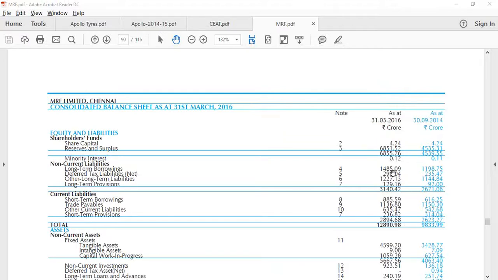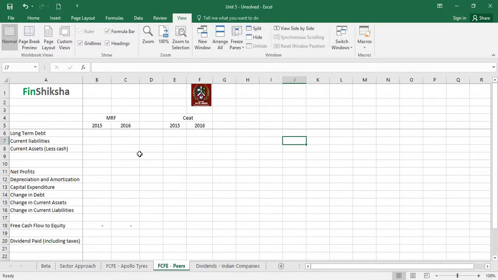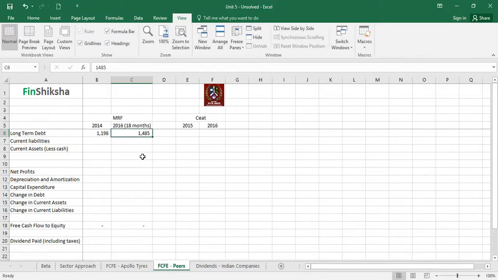We'll need the long-term borrowings data. This is in rupees crore, remember, so 1485 and 1198. So we can put in the long-term debt as 1485 and 1198, and in the case of MRF, let's write this as 2014 so that we understand that there is an 18-month period here. So we can put 18 months here so that that information does not get lost anywhere. We have that information with us, right?